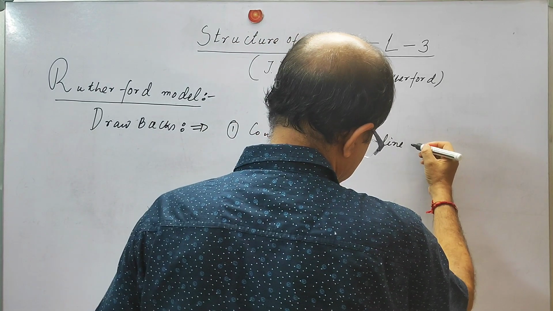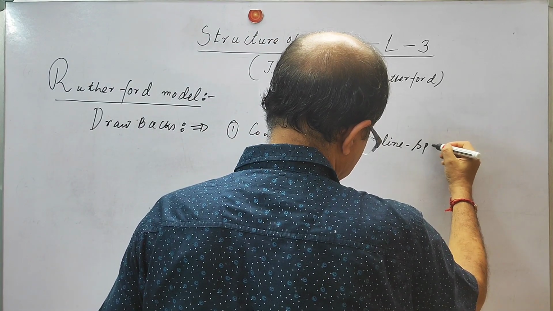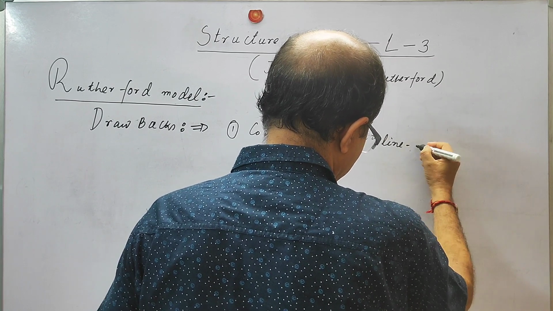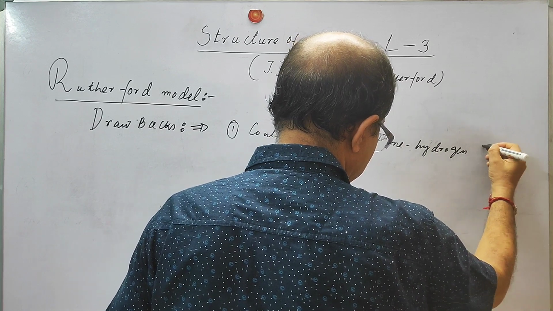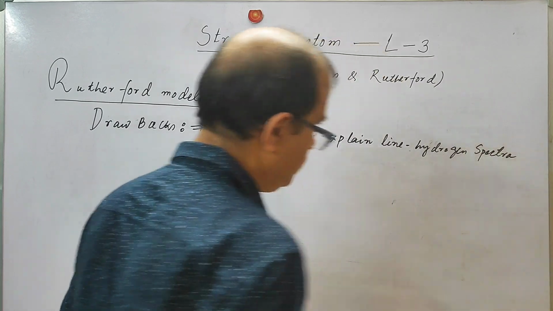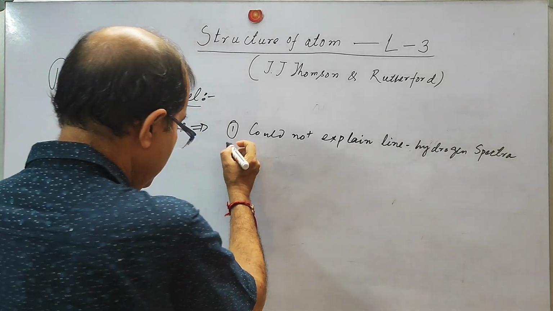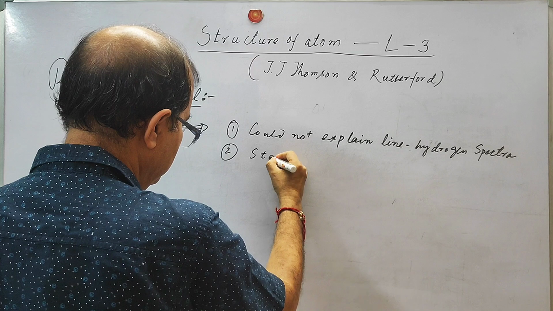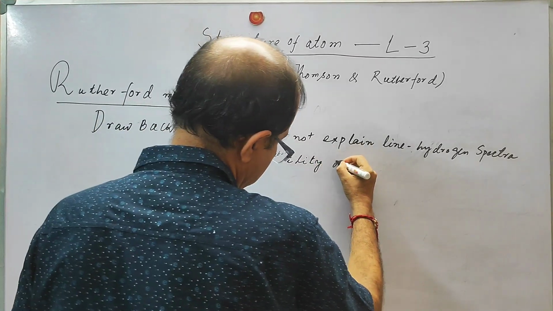Number 1, the line hydrogen spectrum. It could not explain the line hydrogen spectrum. Number 2, the stability of the atom.